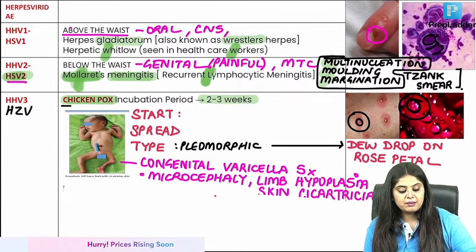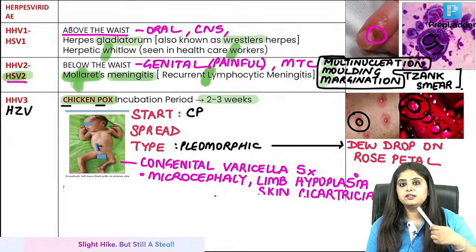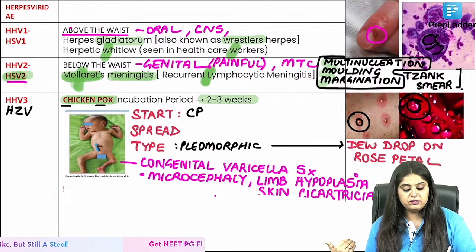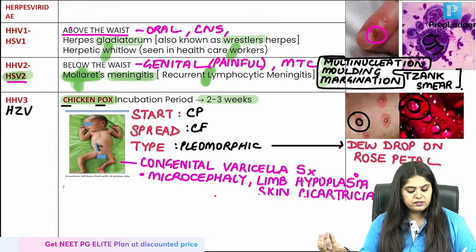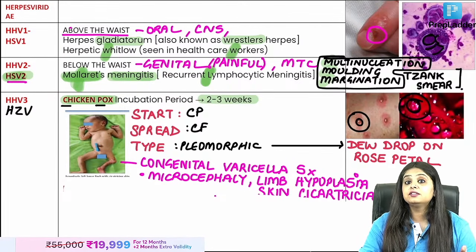How does it start? Ma'am, chickenpox starts centripetal. It starts centripetal and then spreads outside, so spread is going to be centrifugal. Mostly students have learned chickenpox shows centripetal rash. They forget to read the question. Listen to this question carefully.